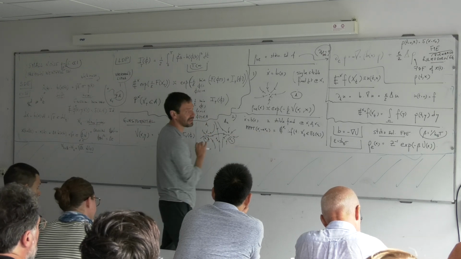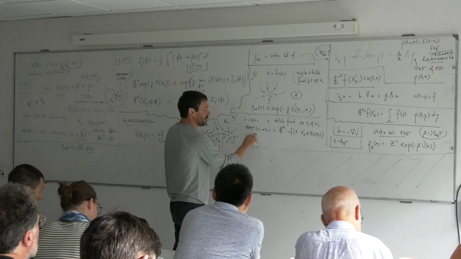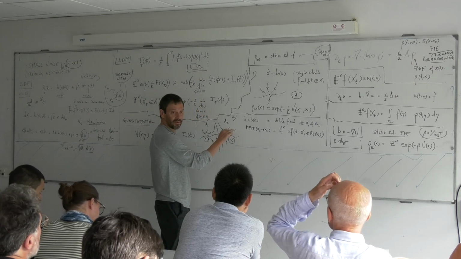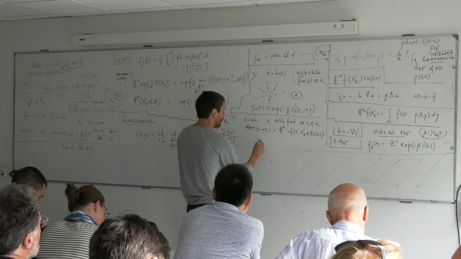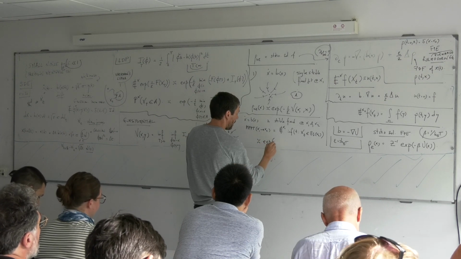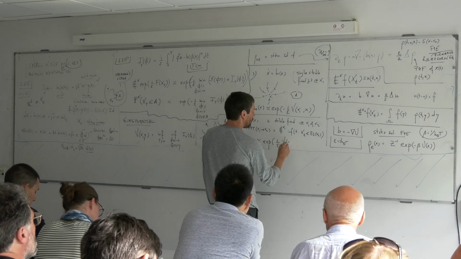And I want to estimate what this is: the mean first passage time to go from x1 to x2. This goes like this, plus 1 over epsilon of the v of x1, x2.